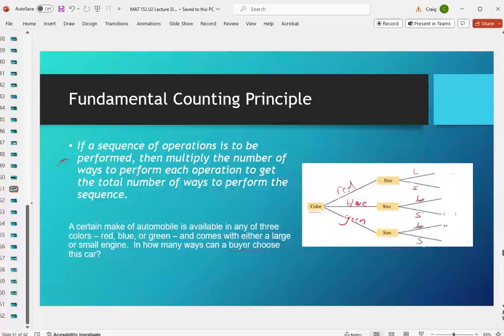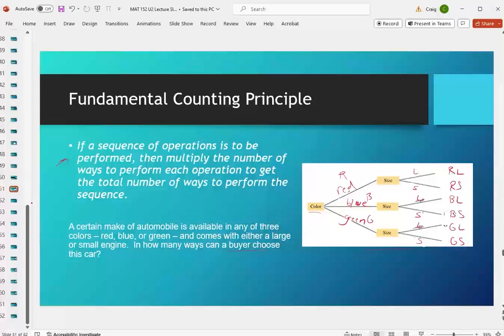If we label these with letters to make things a little easier, then there are 6 possible outcomes. You can have a red car with a large engine, or a red car with a small engine, a blue car with a large engine, or a blue car with a small engine, or a green car with a large engine and a green car with a small engine. And we can count this way.